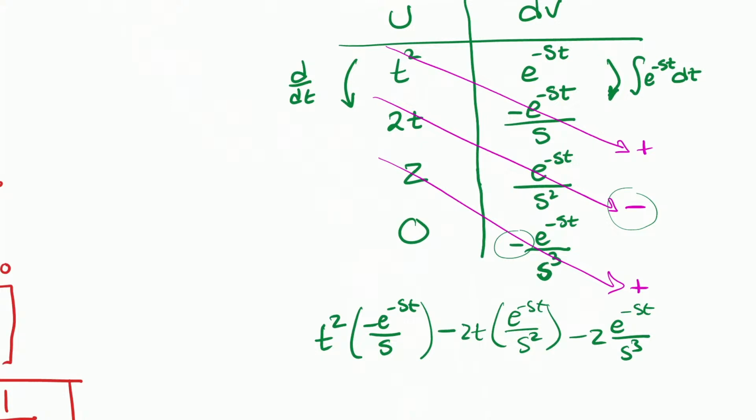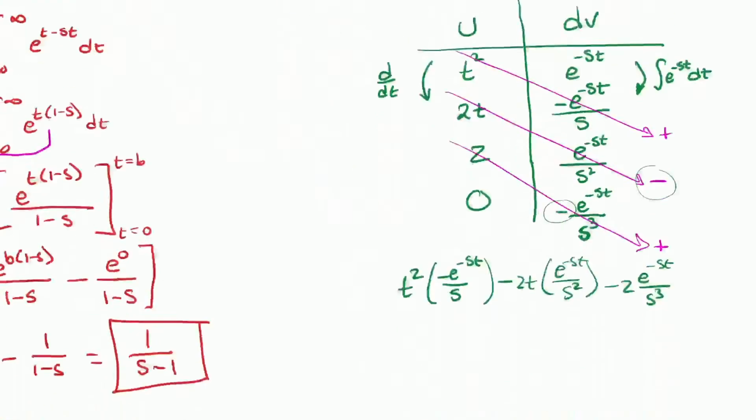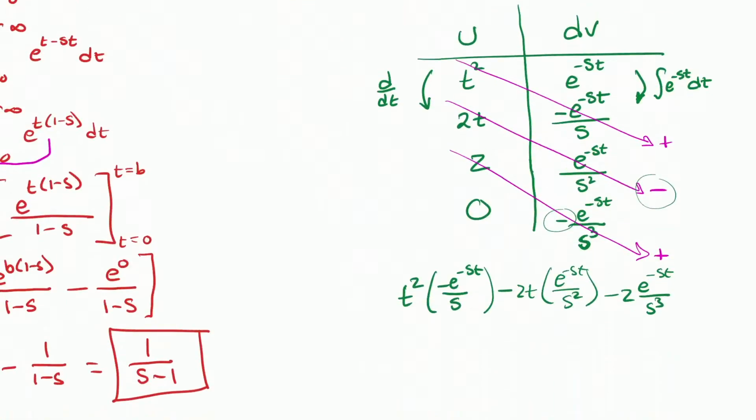However you cut it, now we have to do our limit, don't we? That's the worst part. So this is going to equal this stuff evaluated. It's going to be a limit as b approaches infinity, and t goes from 0 to b.